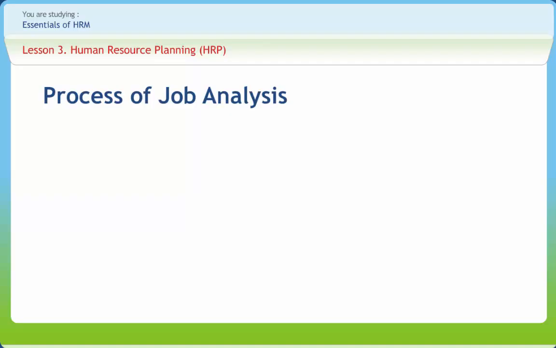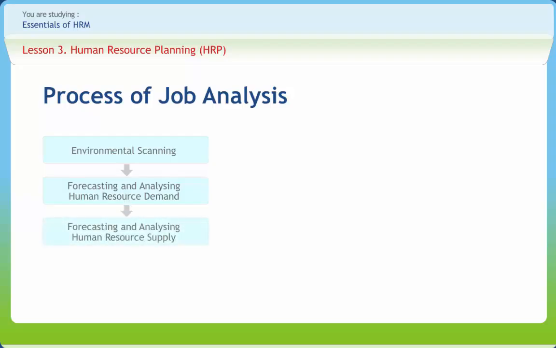Now let us move to the HRP process. It has 4 steps. Step 1 is environmental scanning. In this step, the external environment of the organization is monitored and studied to know the opportunities and threats. Step 2 is forecasting and analyzing human resources demand. In this step, future human resource requirements, both in numbers and types, are determined. Step 3 is to forecast and analyze human resources supply. In this step, the availability of labor, both internal and external, is determined. Internal supply forecasts are related to conditions like termination and retirement in the organization, and external supply forecasts are related to the condition in the labor market.